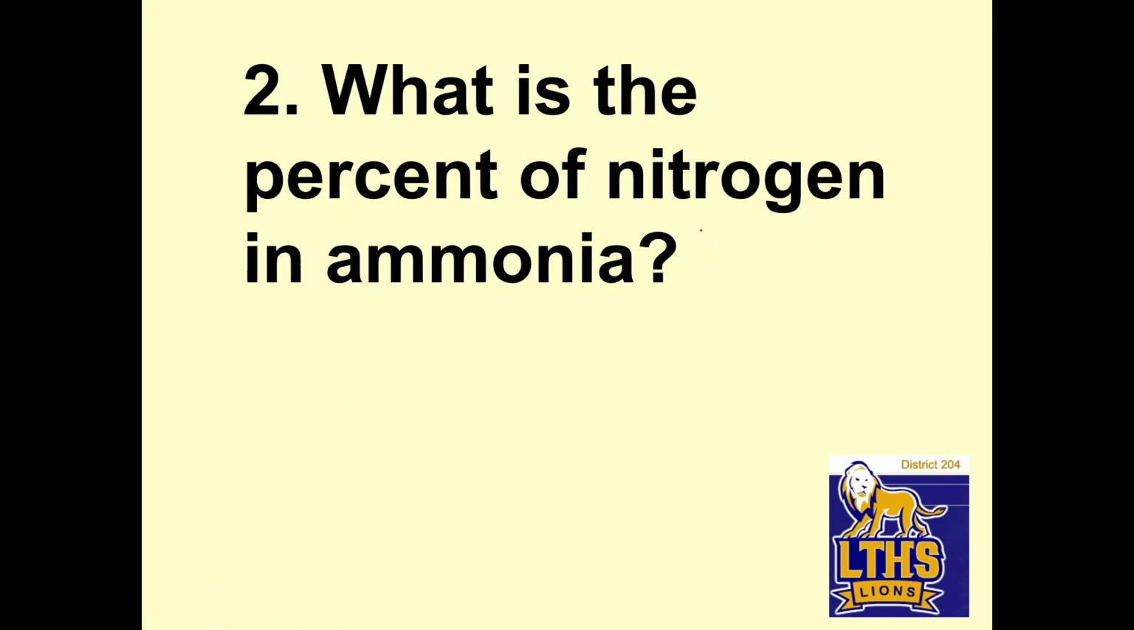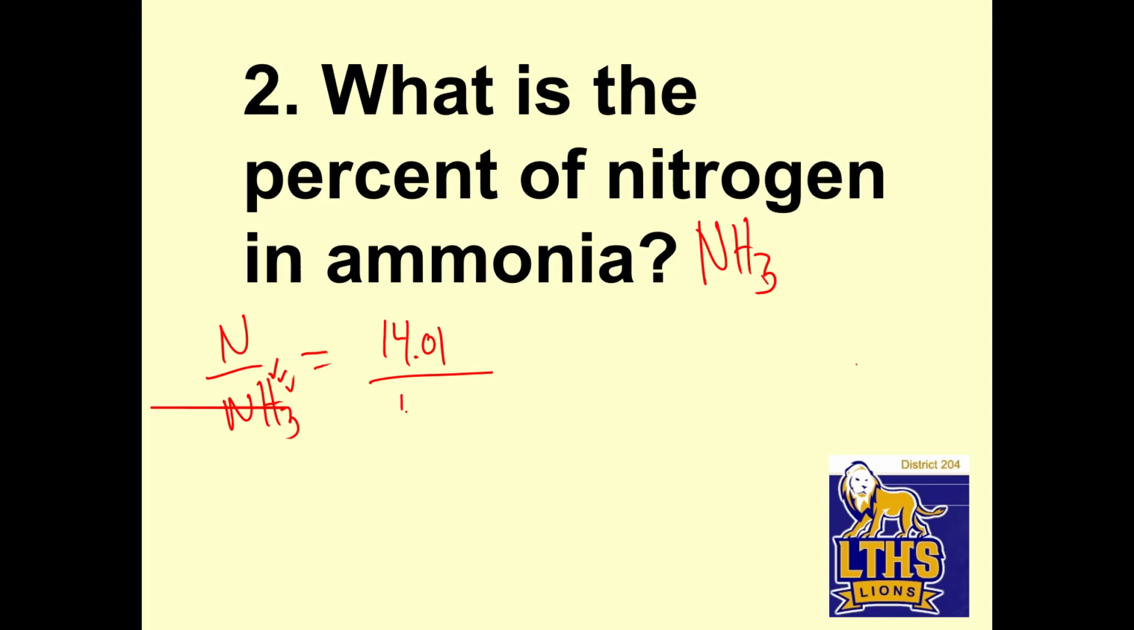What is the percent of nitrogen in ammonia? Ammonia is NH3. So I'm going to go to the periodic table. I'm going to do N over NH3. Nitrogen weighs 14.01. If you don't believe me, check that periodic table. And then nitrogen plus hydrogen is 17.04. 14.01 divided by 17.04 is 0.822.